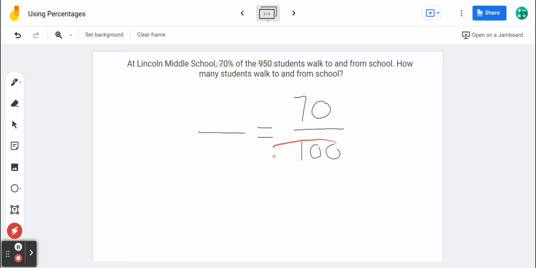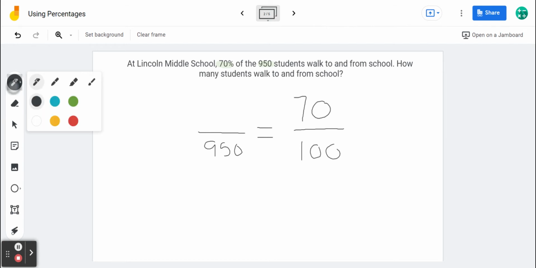But the thing is, there aren't 100 students. There's a lot more. There's 950 students. So we're going to make this equivalent. There is actually 950 students. If you notice, this is kind of like a ratio. Ratios are fractions. Fractions are percentages. It's all connected.